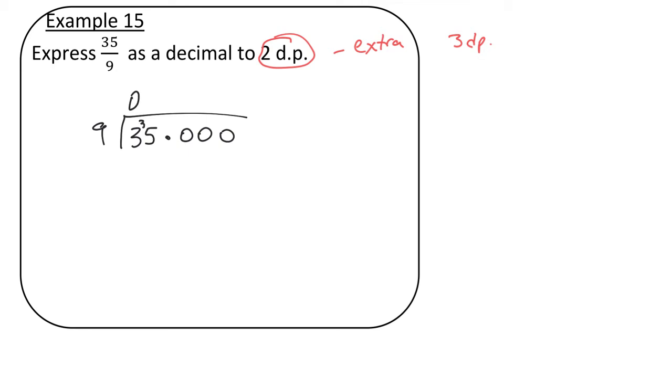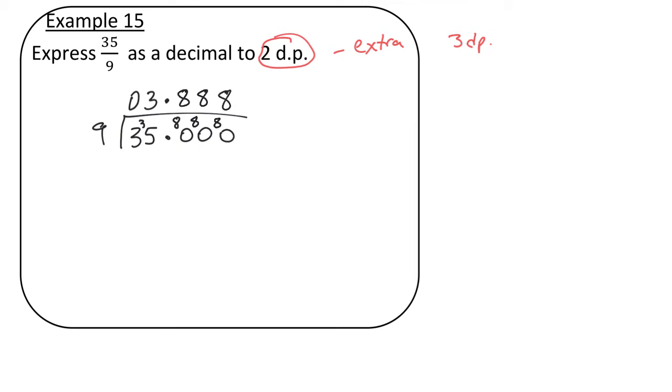9 into 35 goes 3 times. So 3 9's are 27. And then that's a remainder of 8. We then do 9 into 80. And that's going to be 8 times. So 9 8's are 72. And that's a remainder of 8 again. 9 into 80 goes 8 with a remainder of 8.